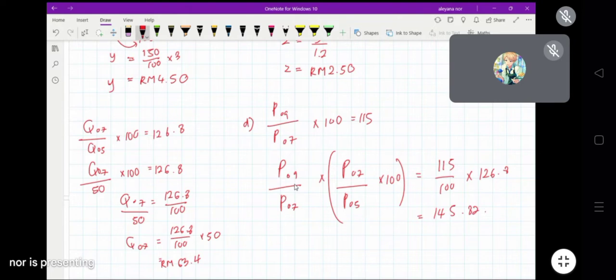The one Yaya gave is a second method. You can choose which method you want, either this one or the tukar one. So she's writing the tukar one.